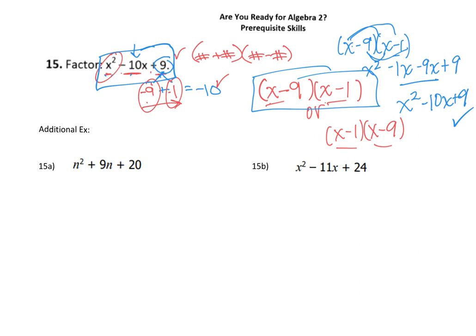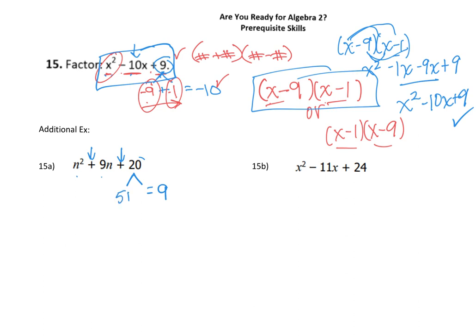Okay, so looking at 15a, n squared plus 9n plus 20. 1, 2, 3, factor tree. I am looking for two numbers that multiply to that 20 and add to positive 9. Now, if we have positive signs in both places, the two factors we're looking for are positive. Makes it a lot easier. So what multiplies to 20? Well, I know 10 and 2 multiply to 20, but 10 and 2 do not add to 9.